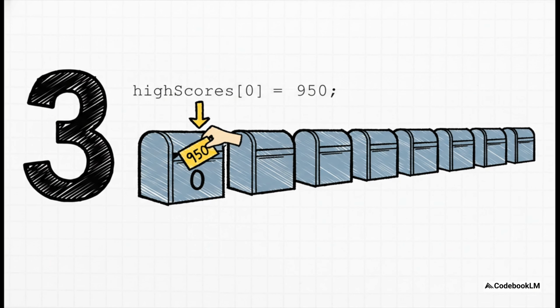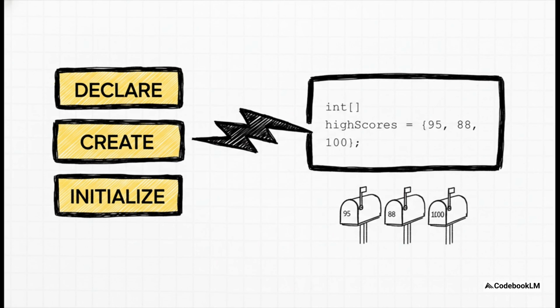And finally, step 3, initialization. To put data inside, we use the mailbox number inside those square brackets and then assign our value. So here, we're putting the score 950 into mailbox number 0. And yes, you heard me right, 0. We're going to talk all about that in just a second. Now, of course, if you already know exactly what data you want to put in your array right from the start, Java gives you this fantastic shortcut. You can declare, create, and initialize all in one single, clean line of code. This is super common, and you'll probably use it all the time.